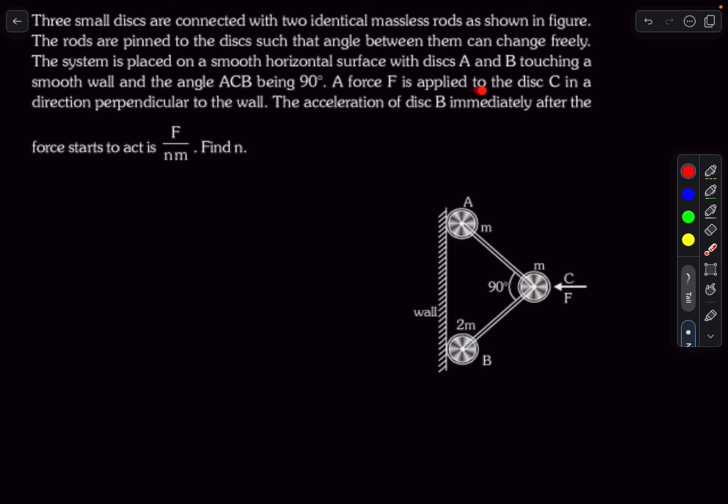A force F is applied on the disc C in a direction perpendicular to the wall. The acceleration of disc B immediately after the force starts to act is asked. So we want to find the acceleration of the bottom disc, and the mass of A and C is m and the mass of the disc B is actually 2m.